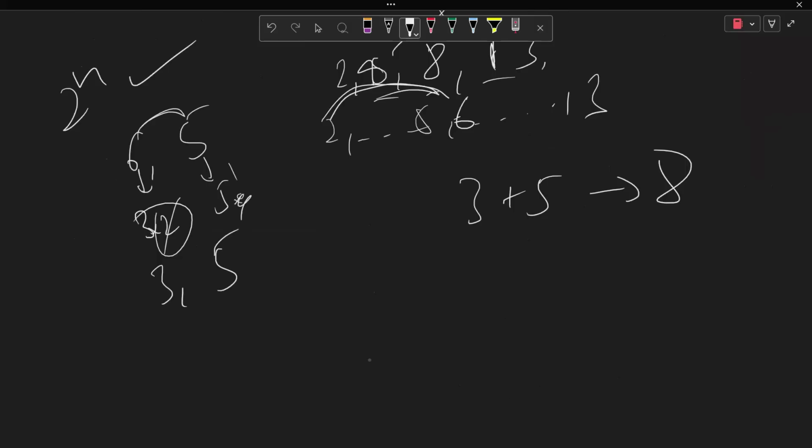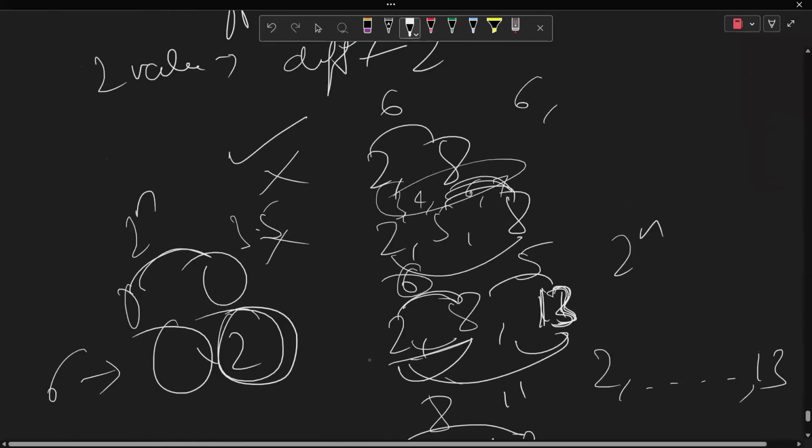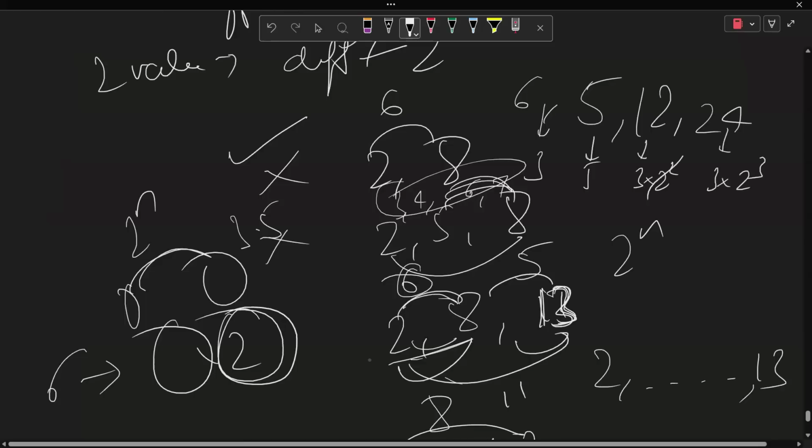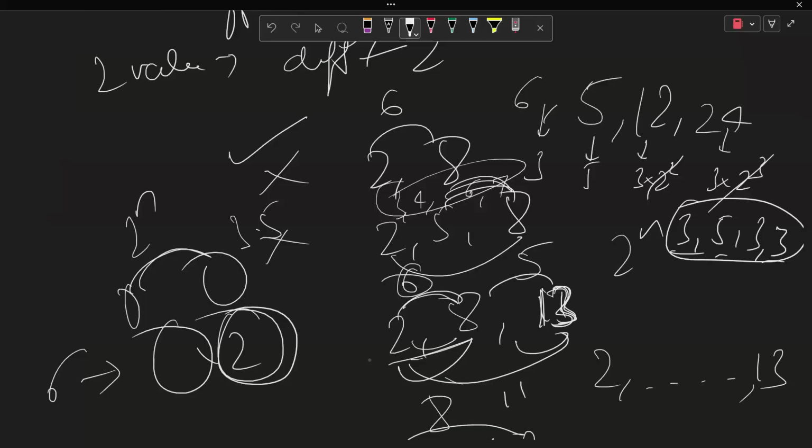So just see all the differences. If you have some 6 and 5 and there is some 12, maybe some 24 also, just remove all the factors of 2 from these. 6 would get reduced to 3, 5 would be 5. 12 is 3 into 2 to the power 2, so remove this. 24 is 3 into 2 to the power 3, remove this. It would remain 3, 5, 3, 3. So these are the things which are causing the problem. The factors of 2 were not causing you a problem.